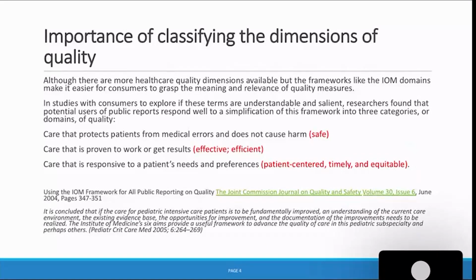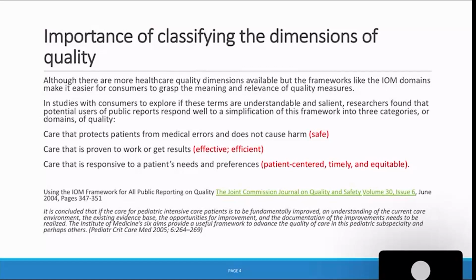So what is the importance of classifying the dimensions of quality? Why is it very important for us as healthcare professionals to classify? Although there are more healthcare quality dimensions available, a framework like the IOM domains makes it easy for healthcare workers to grasp the meaning and relevance of quality measures. It helps us organize our day-to-day healthcare practice in line with one of these IOM 6 dimensions of quality. This gives us a clear direction of what we are intending and how we are doing our practice.